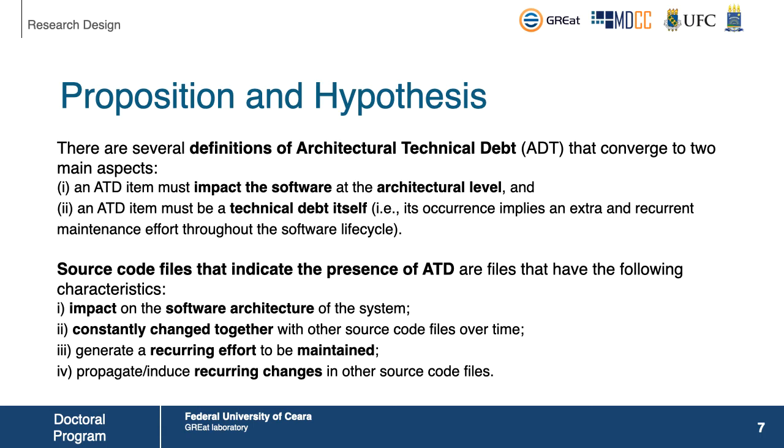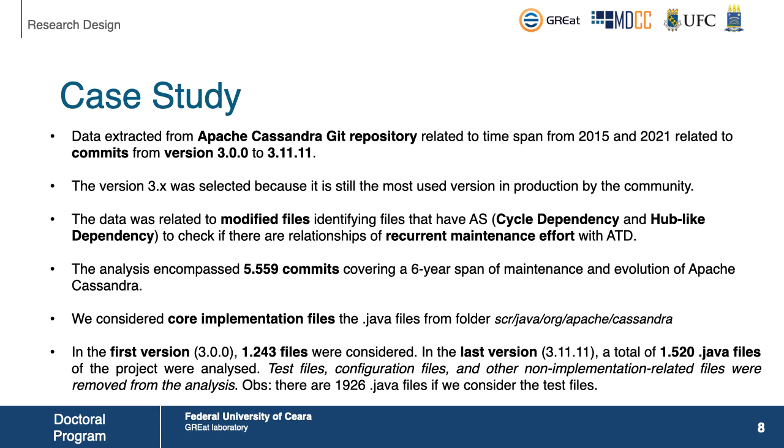Based on our proposition, we define the following hypothesis. Source code files that indicate the presence of ATD are files that have the following characteristics. First one, impact on the software architecture of the system. Second, constantly changed together with other source code files over time. Third one, generated a recurrent effort to be maintained. And finally, propagate and induce recurrent changes in other source code files.